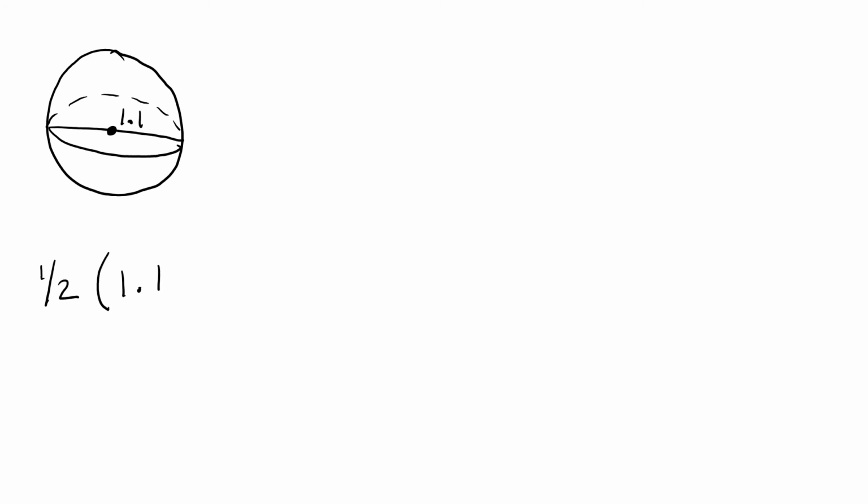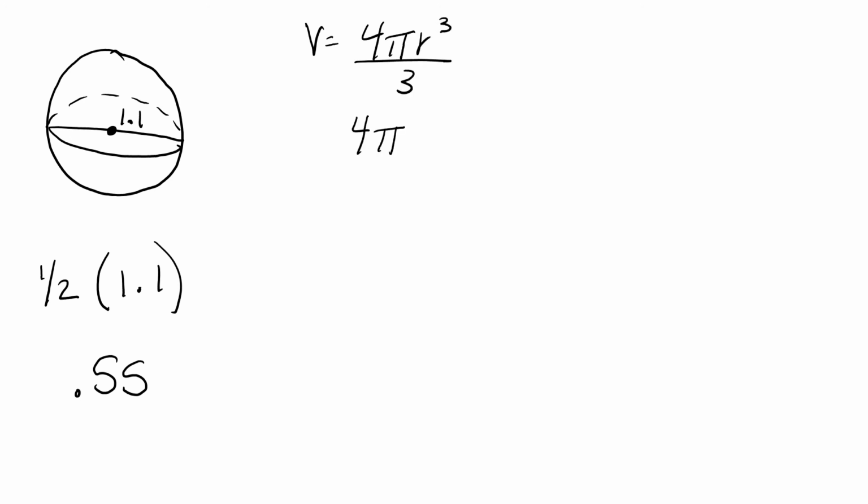For our last problem, we have a sphere, and our sphere has a diameter of 1.1. Our first step is to take half of the diameter because we only want the radius, and half of 1.1 is 0.55. We use our formula 4 pi r to the third power divided by 3, plugging in the radius that we solved for, 0.55.